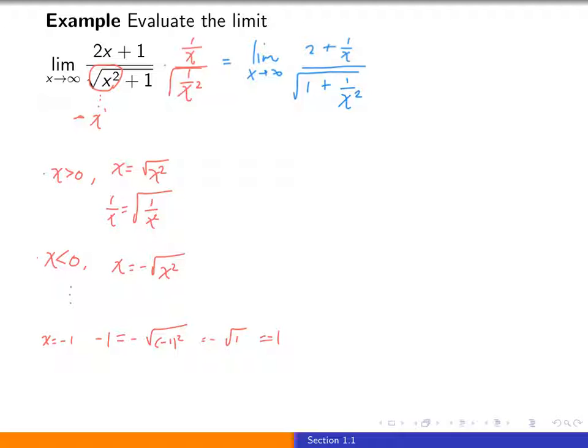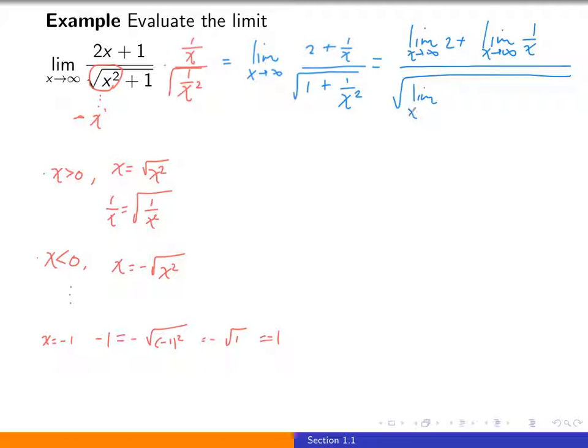So now let's apply our limit laws. We can take the limit in the top, divided by the limit in the bottom. In the top, we'll break it up into the limit of the first function, 2, plus the limit of the second function, 1 over x. And in the bottom, we're going to take the limit, put it inside the square root, and when it's inside the square root, we'll take the limit of the first plus the limit of the second. And at this point, we can evaluate each of these limits individually.